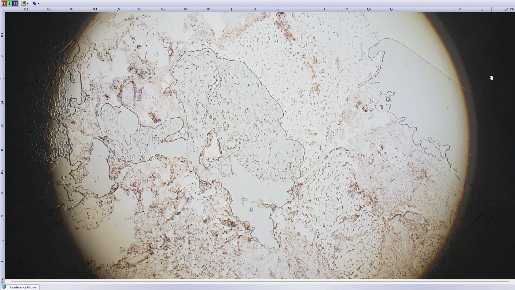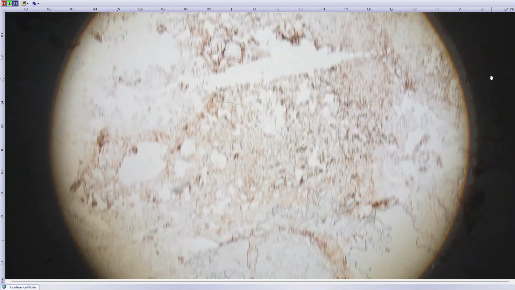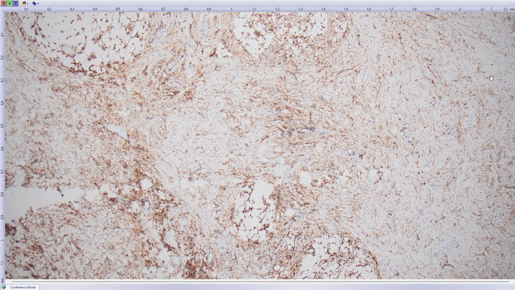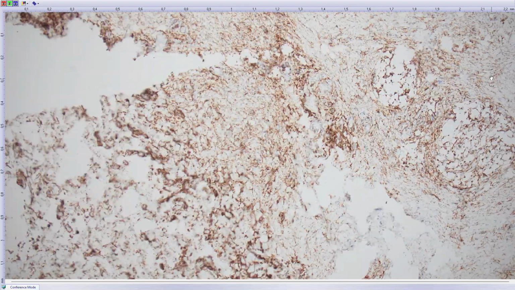CD34, it's always a good marker to start with. So the tumor is diffusely positive for CD34, which kind of made me move away from cellular fibrous histiocytoma.